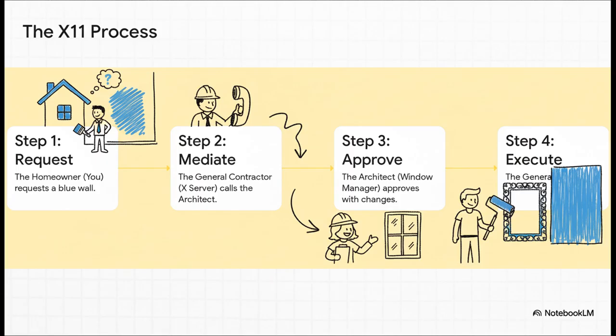You have to tell your contractor, the X server. He then has to call the architect, which is the window manager, to get approval. The architect says, okay, but you've got to add a frame around it. Only then does the contractor finally go and tell the painter to start working. It's this long, indirect chain of command for every little thing.